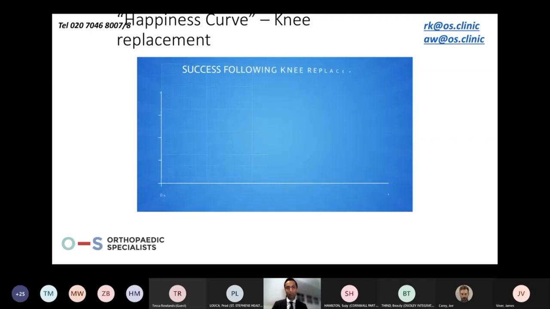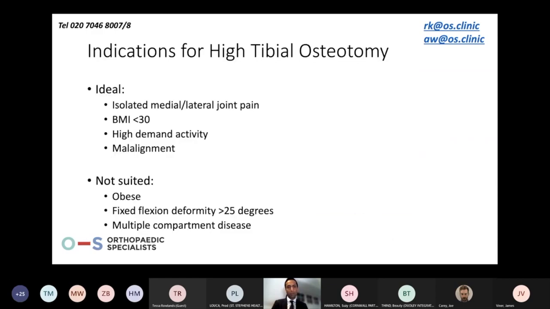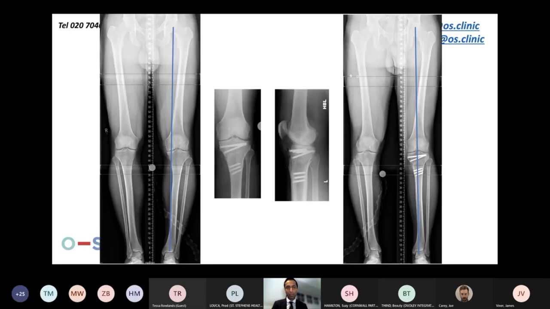So if we're going to try and preserve the joint, the best kind of patient is a younger patient who's low BMI, who's got a high demand, and they've got malalignment. If they're overweight and they've already got fixed flexion deformity and osteoarthritis affects multiple joints, it's not likely to help them. This is a typical example of a patient with osteoarthritis of the medial compartment of the knee.